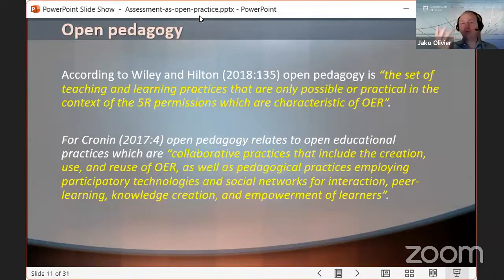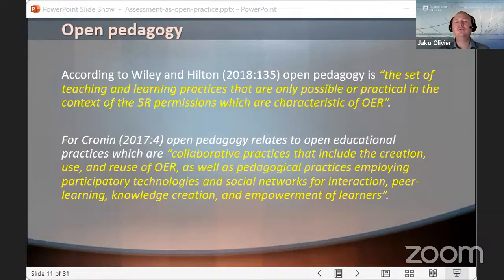Okay, so open pedagogy, David Wiley, John Hilton, they specifically say that open pedagogy is the set of teaching and learning practices that are only possible or practical in the context of 5R permissions. The 5R permissions, that's a very interesting part of OERs, and you're welcome to maybe Google that and read a bit more on what Wiley says about the 5R. And there's been suggestions of adding extras. I've also suggested recontextualization as one of them. But in short, it's reuse, retain, revise, remix, and redistribute. That's the 5 R's that they refer to there.